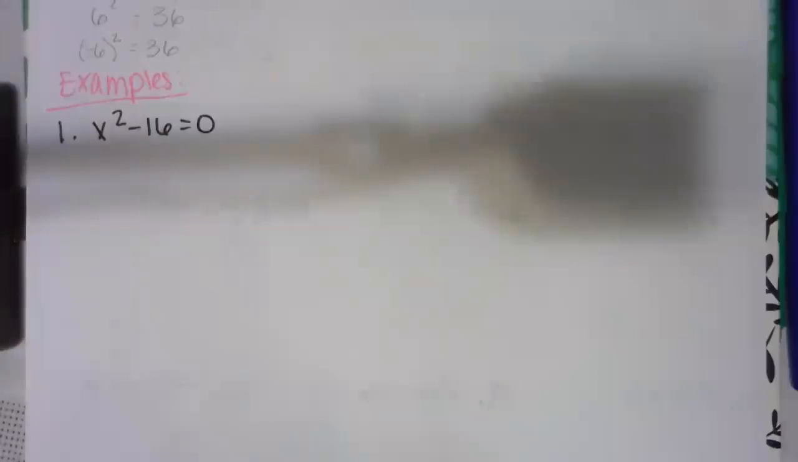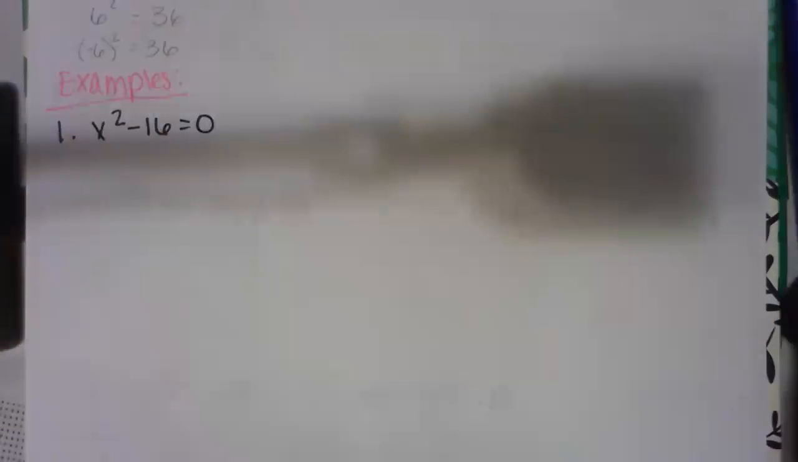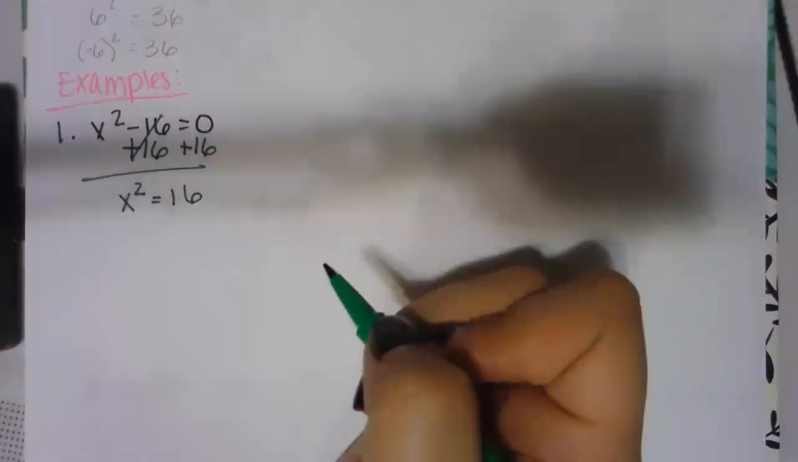So for example, let's start with number 1, which states x squared minus 16 equals 0. Like it said, your first step is to isolate your x squared. In this case, we're going to be able to do that by adding 16 on both sides. This is going to give you x squared equals a positive 16. Then you take the square root of both sides.